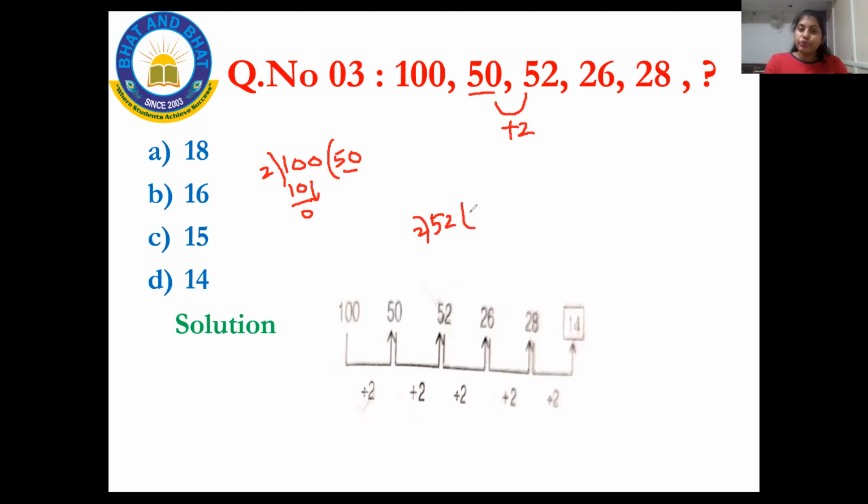Let me check that. 2 2s are 4. And then 2 2s are 4. One remainder, and we take 12. 2 6s are 12. I got 26. So 26 should become 28. How much should I add? I should add plus 2. See, division, addition. Division, addition. Next I have to do division: 28 divided by 2. 14 2s are 28. 14. Is there any option? Yes, option D is your answer.